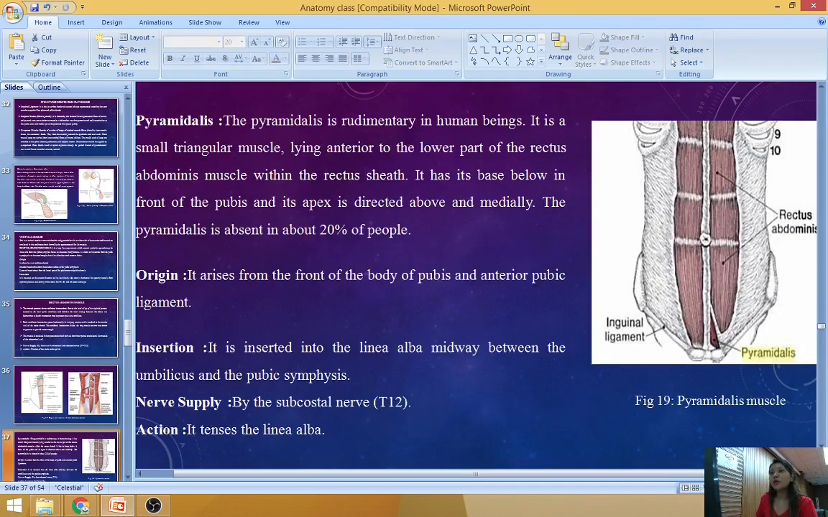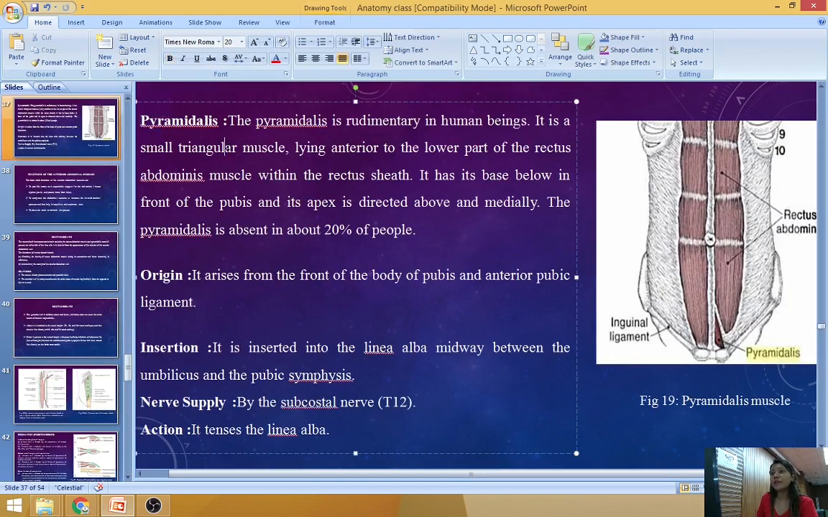Now we come to pyramidalis. Pyramidalis is a very small muscle. You can see the small muscle here, pyramidalis. It is absent in 20% of people. This is a small vertical muscle, the pyramidalis. It is rudimentary in human beings. It is a small triangular muscle lying anterior to the lower part of rectus abdominis within the rectus sheet. It has a base below and in front of the pubis, and its apex is above and medially. So this is a triangular vertical muscle. The base is below and the apex is above, and it lies on the lower border of the rectus muscle.